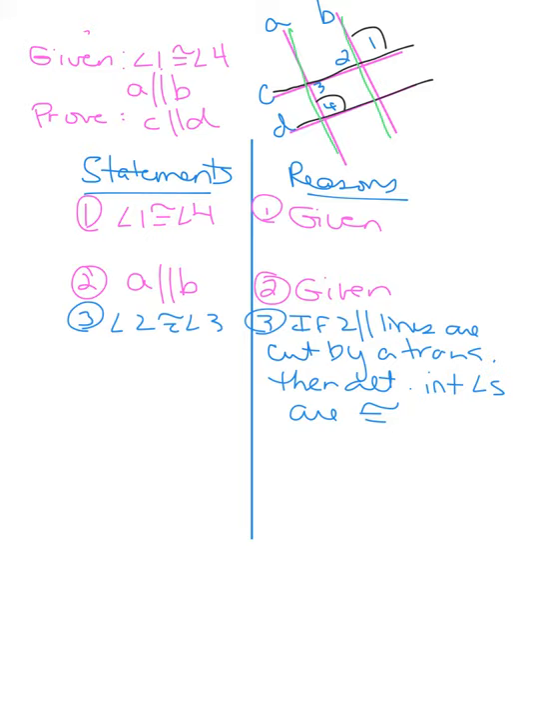Now again, going back to my plan, I'm trying to get angle 3 and angle 4 to see if I can get them to add up to 180. Now I can't get there quite yet, but I do notice that I can say the measure of angle 1 plus the measure of angle 2 is equal to 180 because they form a straight angle, and that reason would be angle addition postulate.